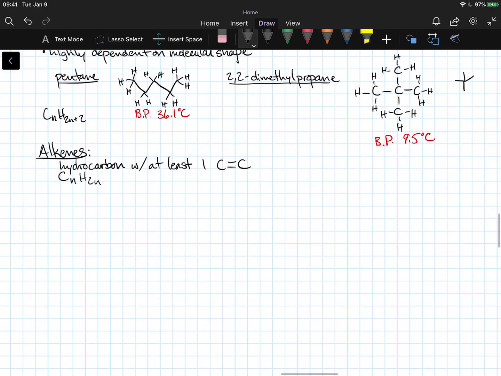So they have the generic formula CnH2n, and the suffix that we add, so with alkanes, the suffix that we added was -ane. The suffix for alkenes is -ene. And another important note is that the double bond restricts rotation.